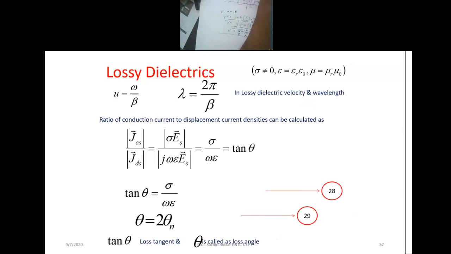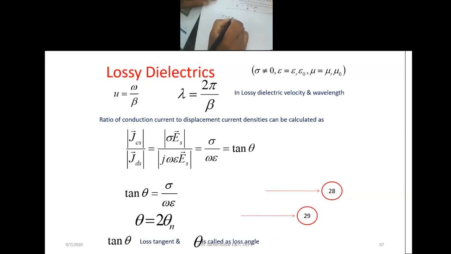Next is about the conduction factors. In waveguides, we require the conduction current density and displacement current density. At that time, we will learn this factor again, and we'll see in detail what the loss tangent is. Just remember why these terms come up, J_c and J_d, because of Maxwell's equation.